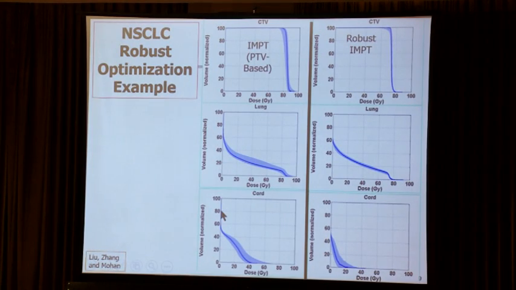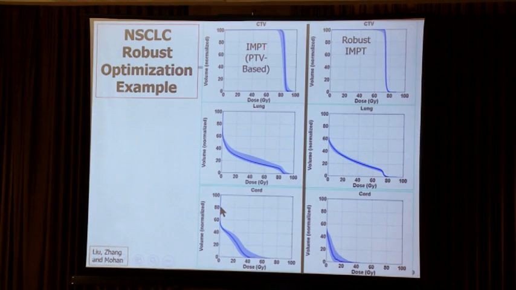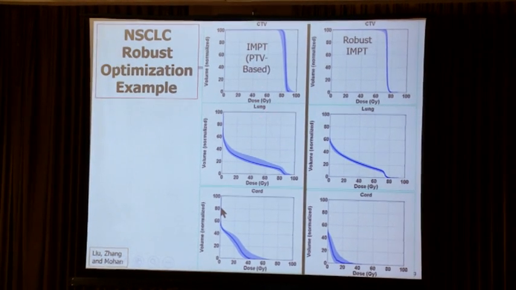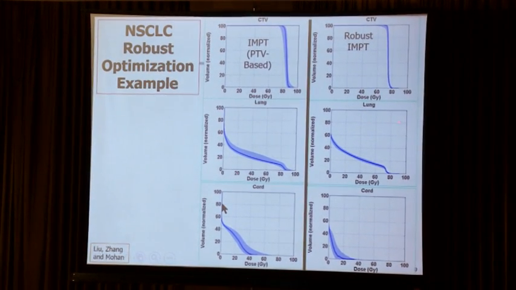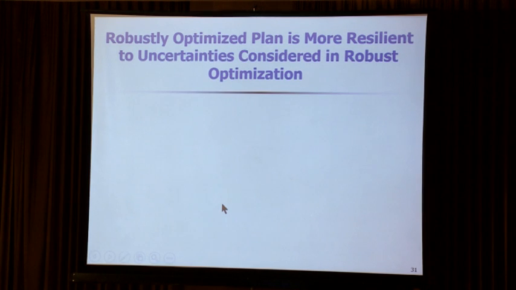So I gave you this example, partly this example. This is what happens. This is a conventional way of doing optimization. This is robust optimization. You can see the bands narrowing, and this is the same thing as I mentioned to you. So this is the same example. There's nothing here to add. But the point is that a robustly optimized plan is more resilient to uncertainties if the uncertainties are considered in the optimization process.